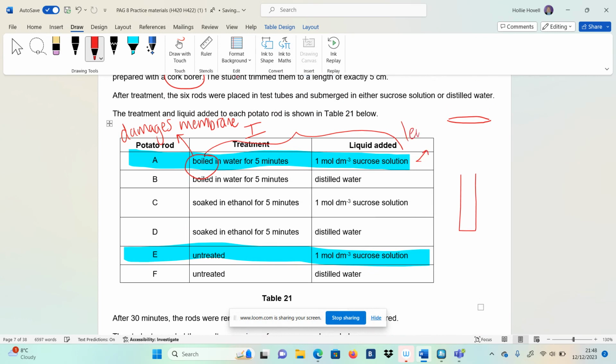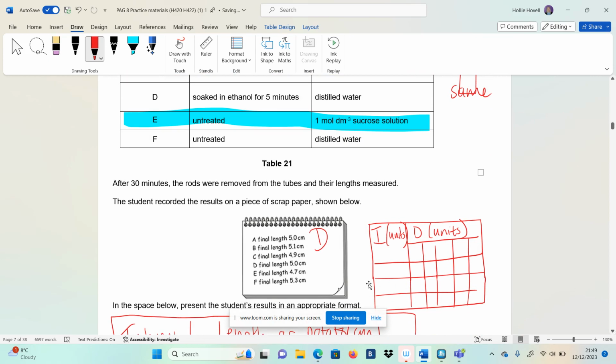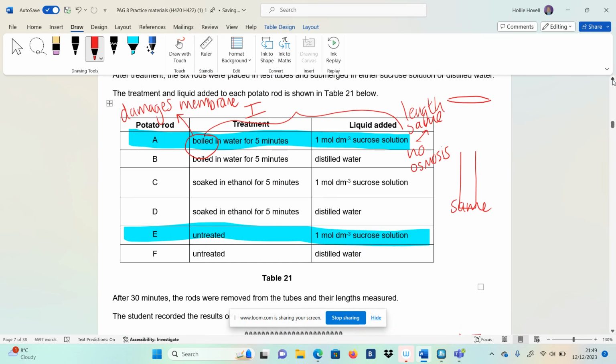So we could say length stayed the same. What's it doing? Length stayed the same. That's right here, because there was no osmosis. The third one was untreated. It wasn't boiled, so obviously the membrane wasn't damaged. The proteins weren't denatured because they didn't boil it, and the final length was 4.7. So it's got lighter. So water has moved out by osmosis. Okay, so it got lighter. Water moved out by osmosis.